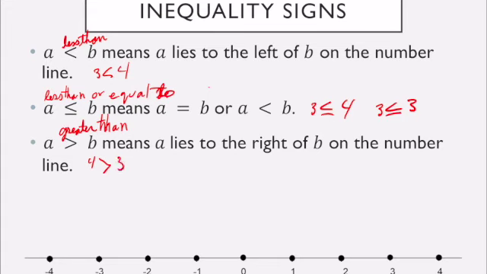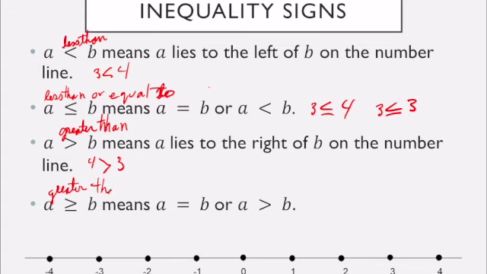We can also have greater than or equal to. That means that A is greater than or equal to B. That means that A equals B or A is greater than B. It's one or the other, not both. So I could have 4 is greater than or equal to 3, or 4 is greater than or equal to 4. Because it's one or the other. It's never going to be both.